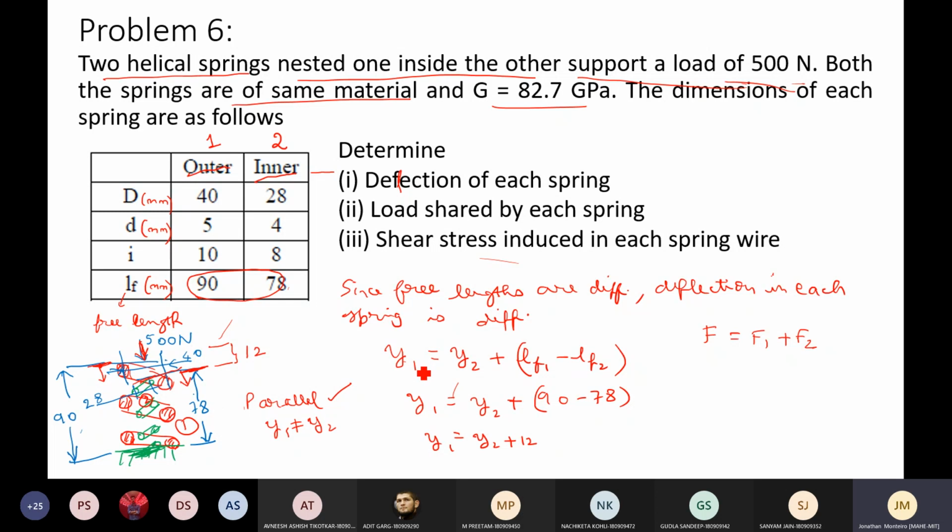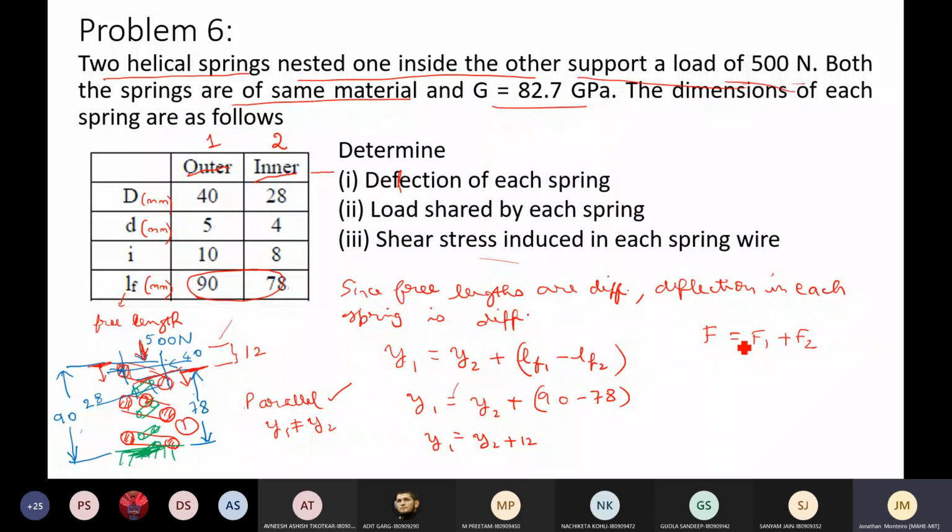So Y1, to get a deflection of Y2 to be 0, still Y1 will be having some deflection, correct? Because as I told you, at first the top spring or the outer spring will be loaded and there will be some deflection. So when you apply this relationship, you will get Y1 is equal to Y2 plus 12. So the difference in deflections is always 12 irrespective of where you take the position. So that is logical.